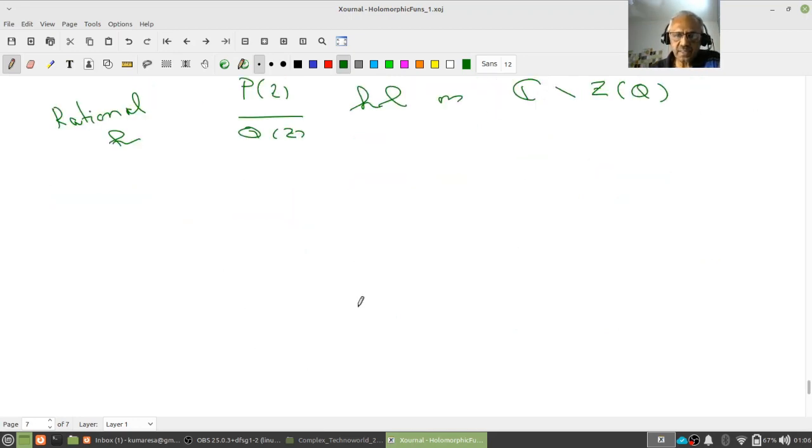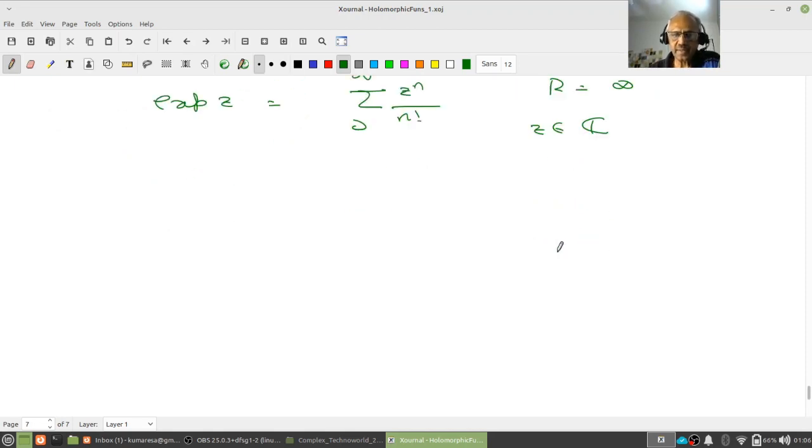Okay, now before I enter the lecture, let us look at one more example. We already know, if I look at the exponential of z, this is the sum of z power n by n factorial, 0 to infinity. Here the radius of convergence is infinity, therefore it is convergent for every z in C, right? And we also know it's differentiable.